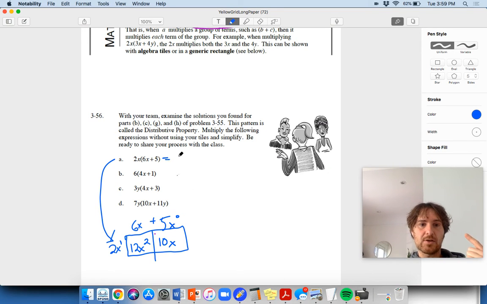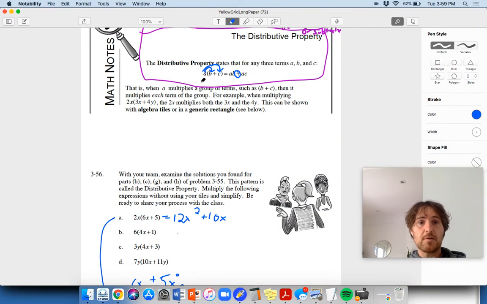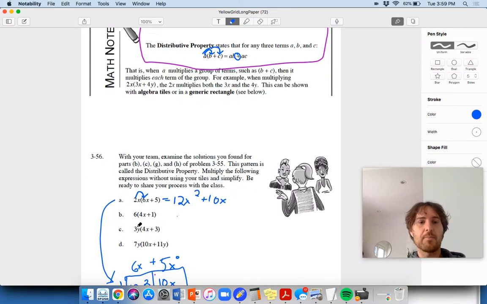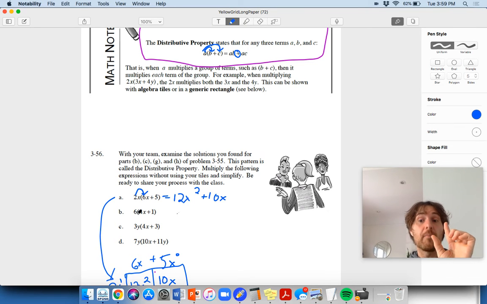My answer is 12x squared plus 10x. But what did I really do right here? I didn't need to draw out this generic rectangle. Well, this number on the outside, what does my distributive property tell me? This number on the outside distributes here. So you can do these in your head. You don't need to actually draw the generic rectangles. If I have just one number on the outside, it's just going to distribute.